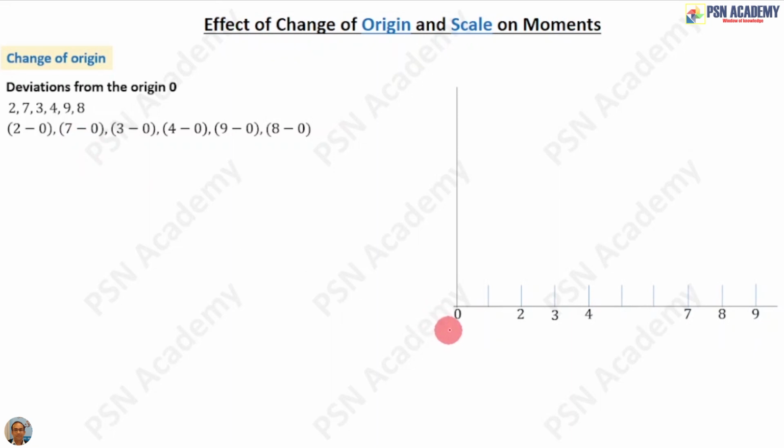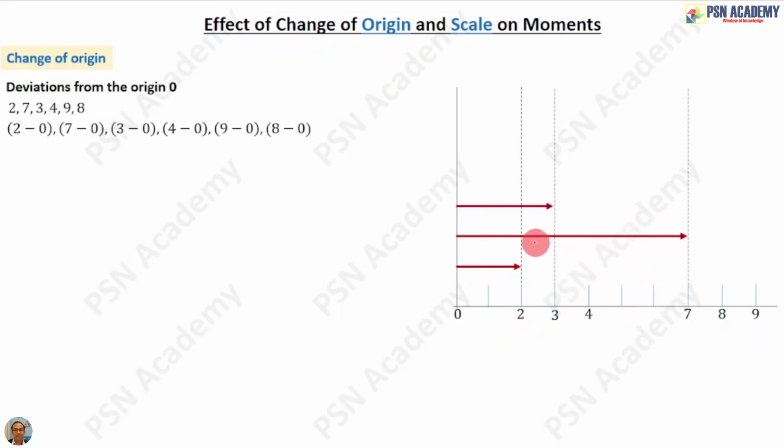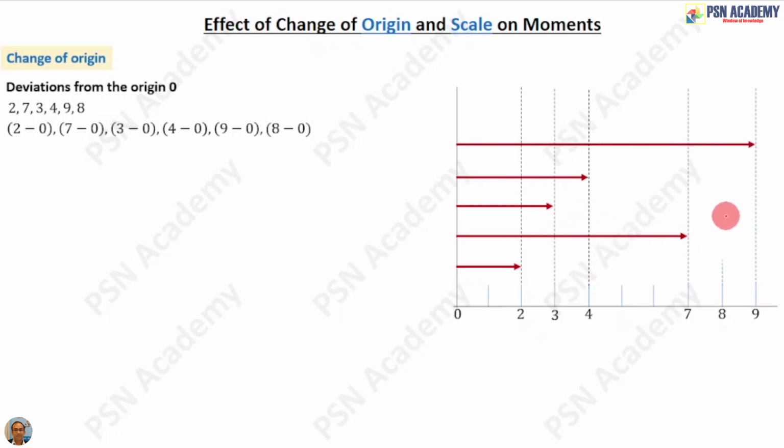Now, look at this figure. Here the origin is 0. So, 2 is actually a deviation from the origin 0. So, this is the deviation here, right? Similarly, the 7's deviation is here. The deviation of 3, the deviation of 4, the deviation of 9 and deviation of 8, right?